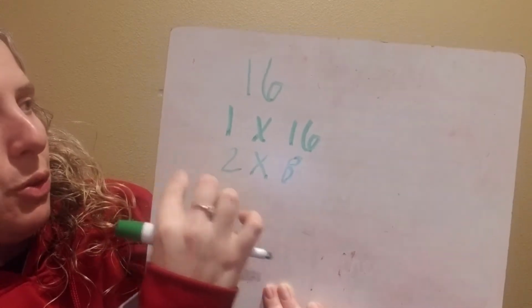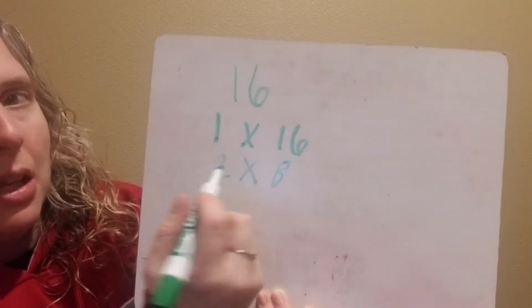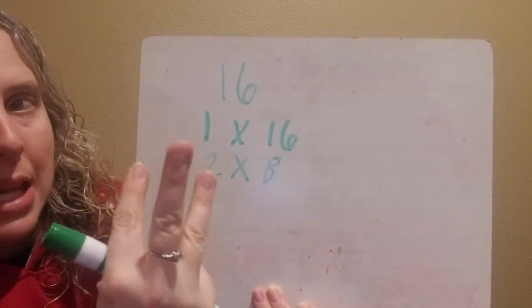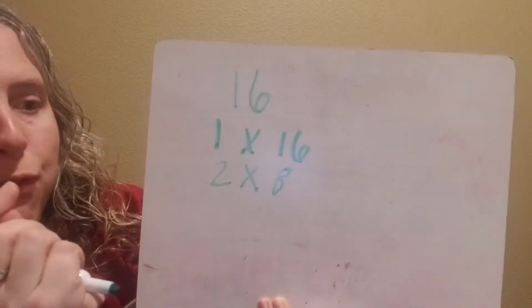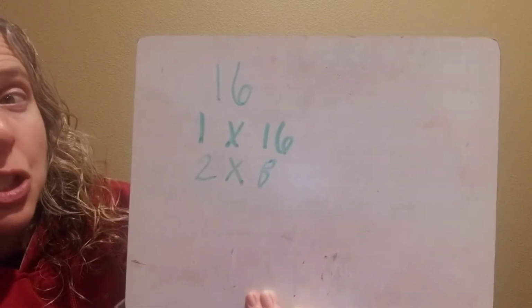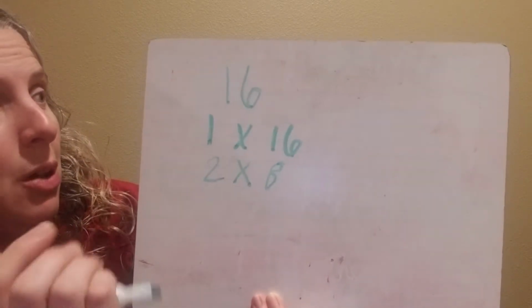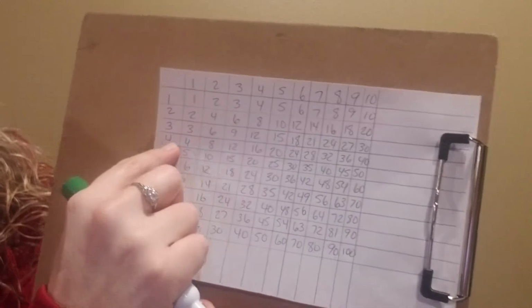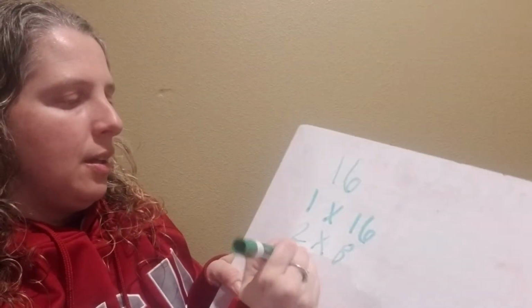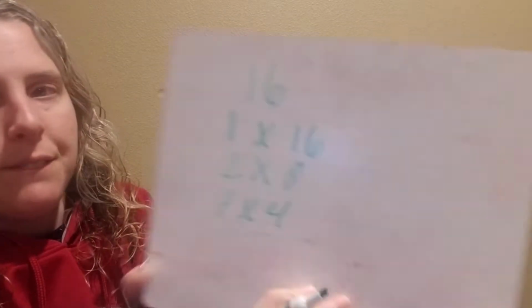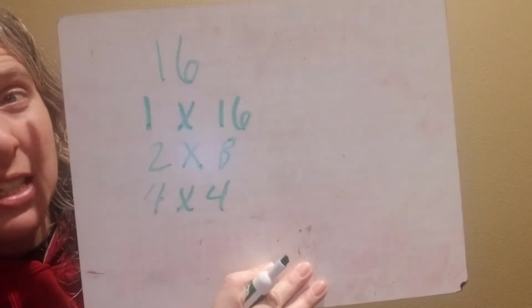All right, so 3. Can 3 go into 16? I can count quickly. 3, 6, 9, 12, 15, 18. So 3 is not. What about 4? You can use a multiplication chart to see if you wanted to. You can just quickly go along the 4s and you see a 16 on there. If it is, go to the top. 4 times 4 is 16. Can 16 be divided by 5? No, because it doesn't end in 0 or 5.